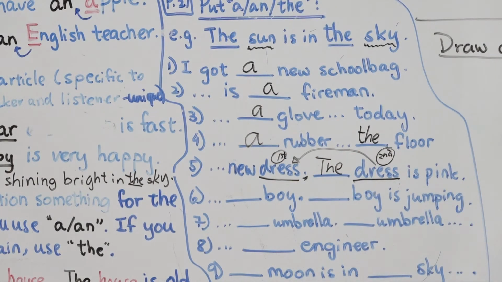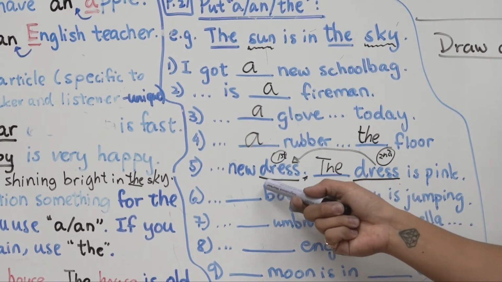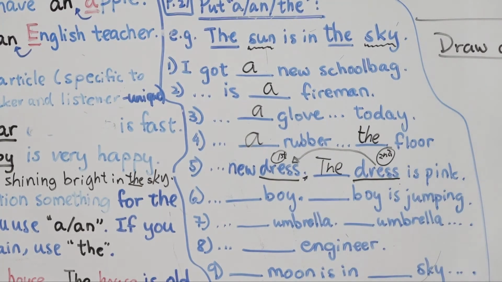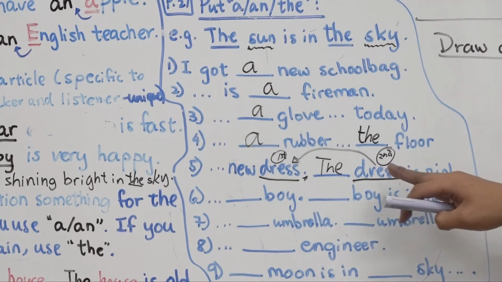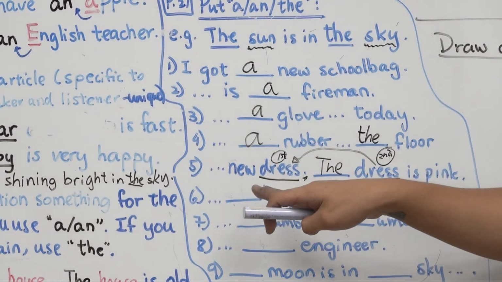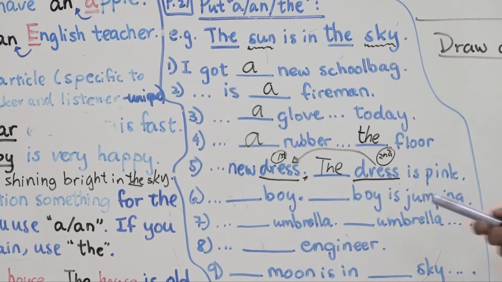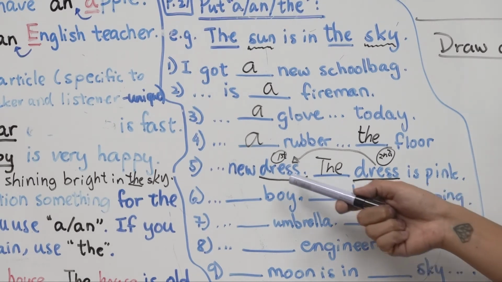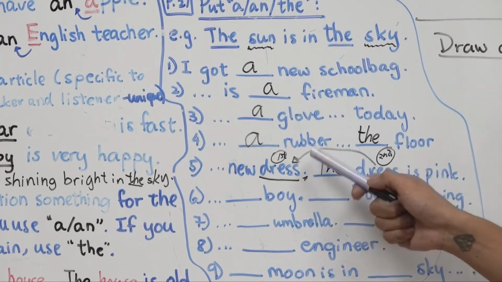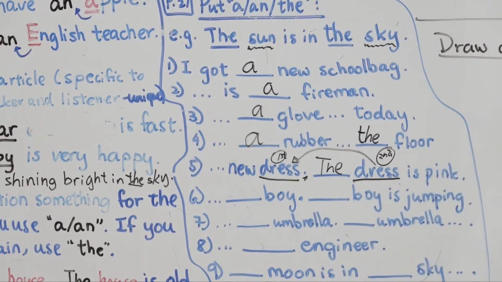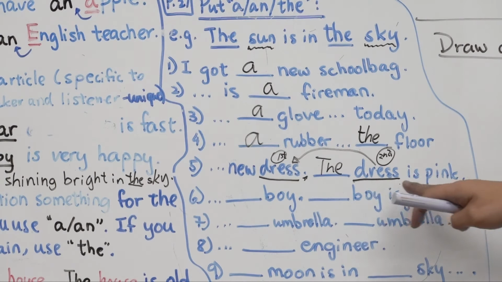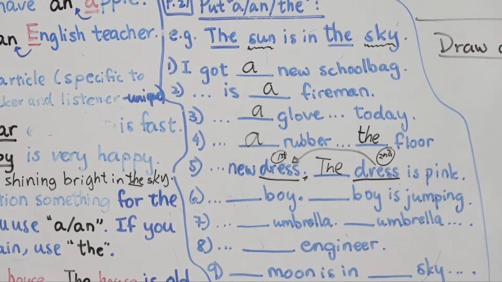So the dress is pink because we've mentioned the new dress in the first sentence, right? My sister bought a new dress. The dress is pink. The dress is the same dress we're talking about in the first sentence. So in this case, because we've mentioned it once, on the second time we need to use the definite article the. Or also because in the second part, we know that the dress we're talking about is the dress I've introduced to you already before. So you know what dress I'm talking about, that one specific dress.